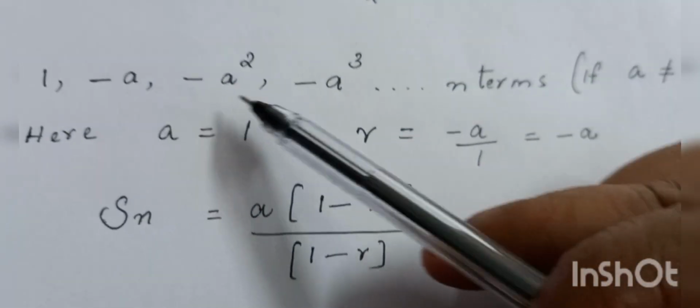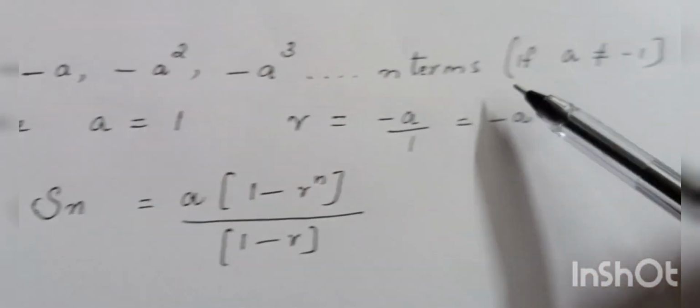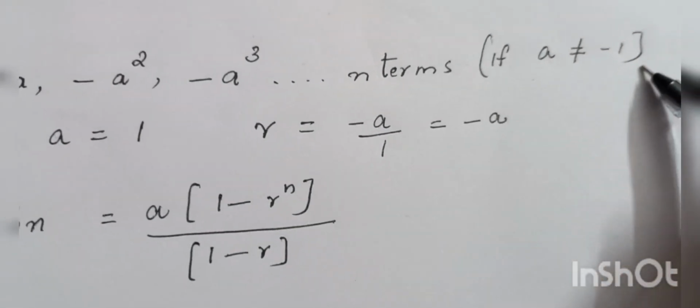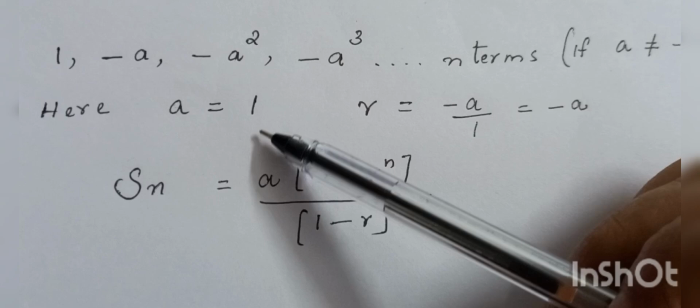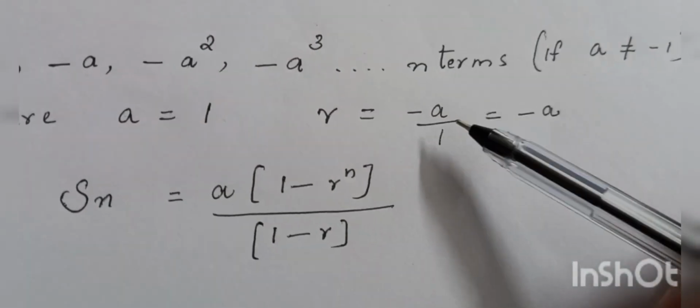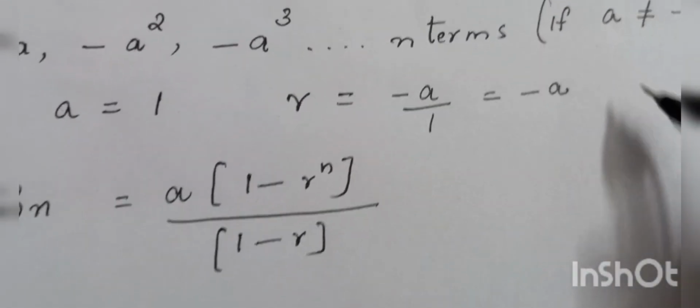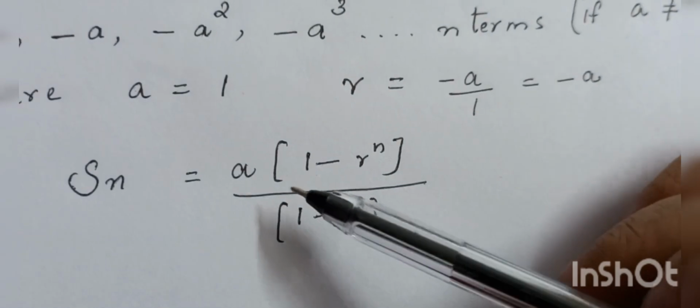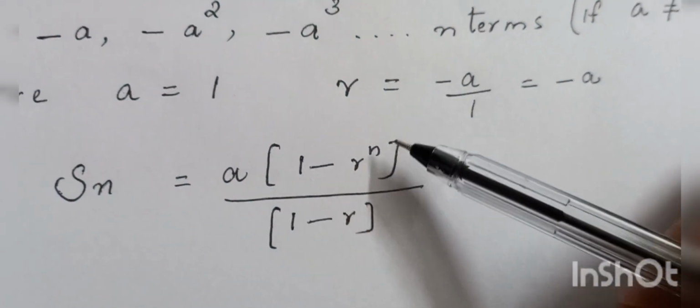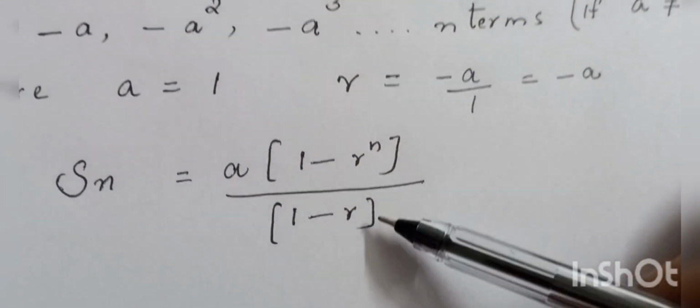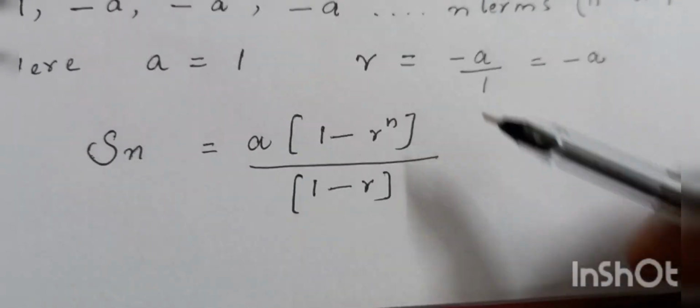1 comma minus a, a square, minus a cube, etc. in terms of a, where a is not equal to minus 1. Here a is equal to 1, r is equal to minus a by 1 which is equal to minus a. Sn is equal to a into 1 minus r to the power n divided by 1 minus r.